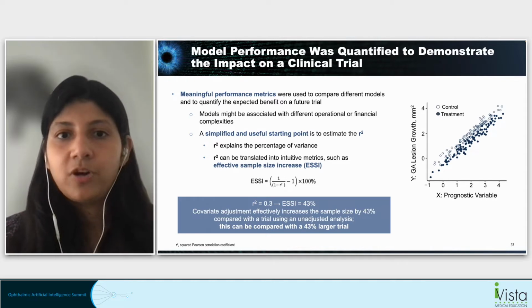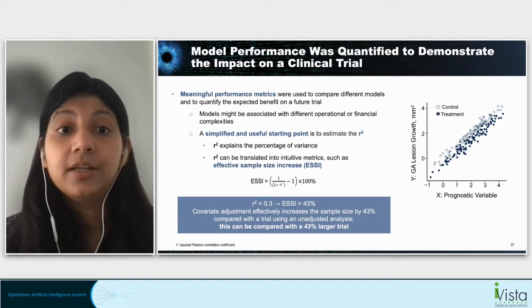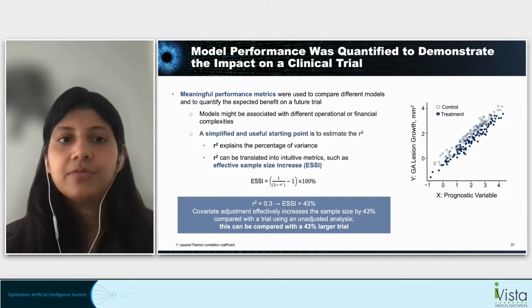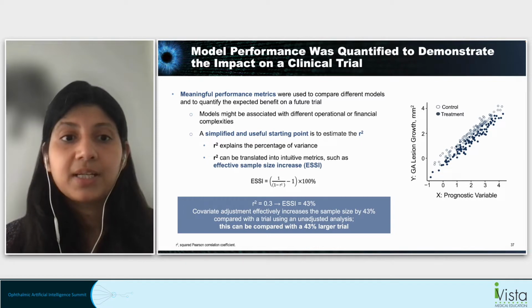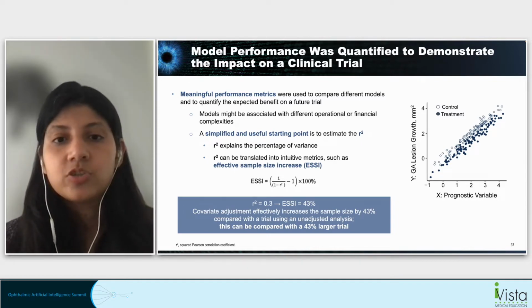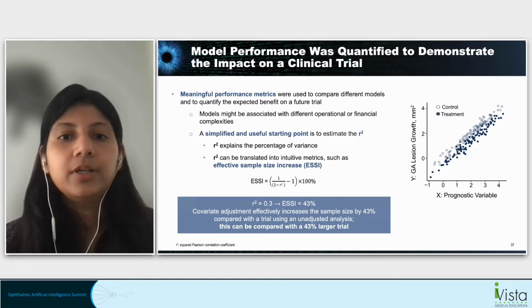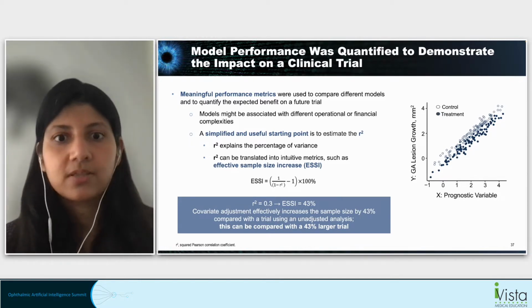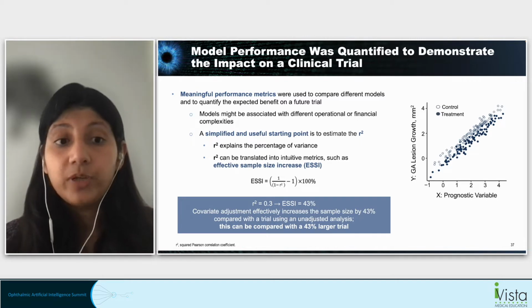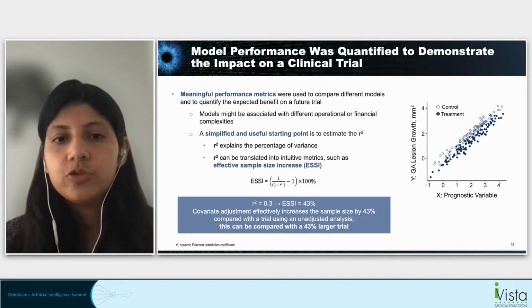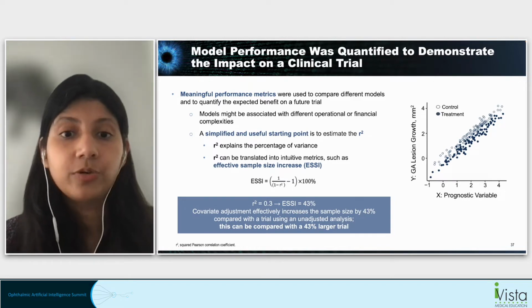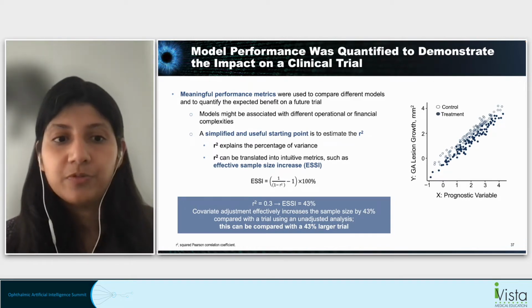So the model performance was quantified to demonstrate the impact on a clinical trial. Meaningful performance metrics were used to compare these different models and to quantify the expected benefit on a future trial. Models might be associated with different operational or financial complexities, depending on how simple or how complex a model can get. What we did was use a simplified and useful starting point, R squared, basically the square of the Pearson correlation coefficient, as an estimate of the performance.